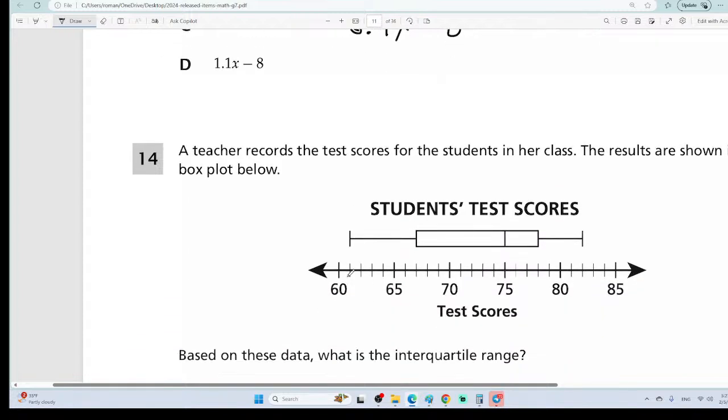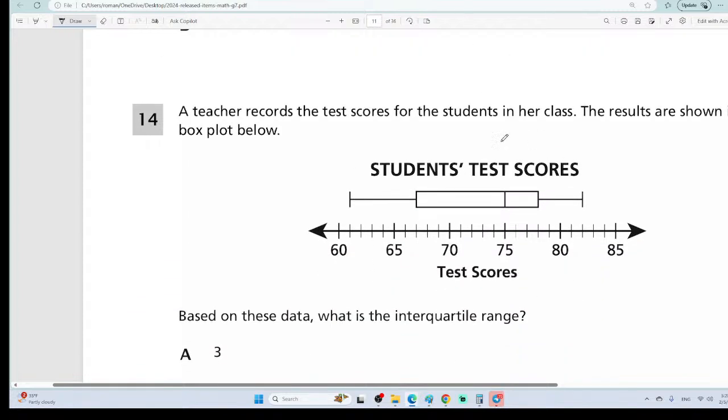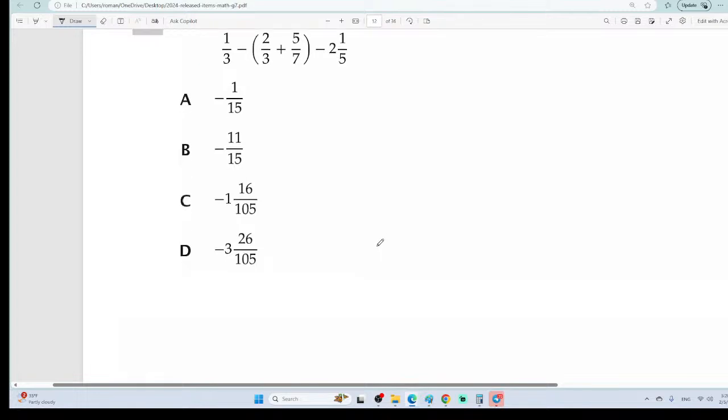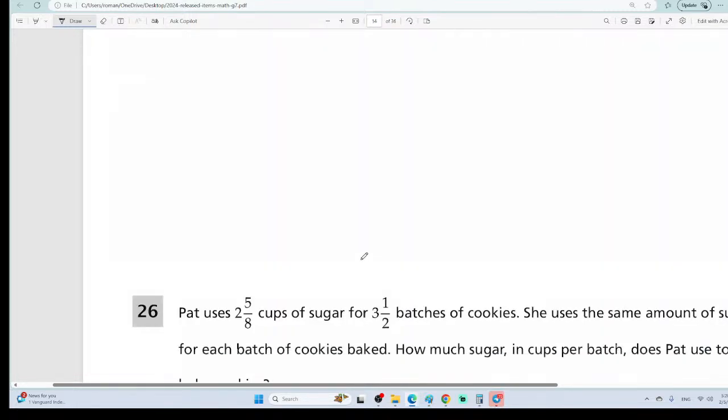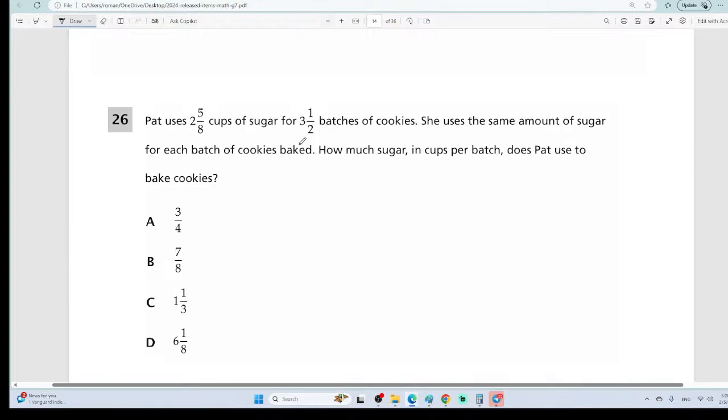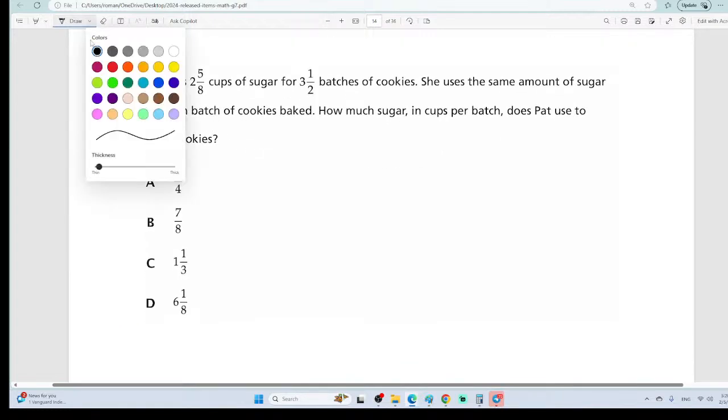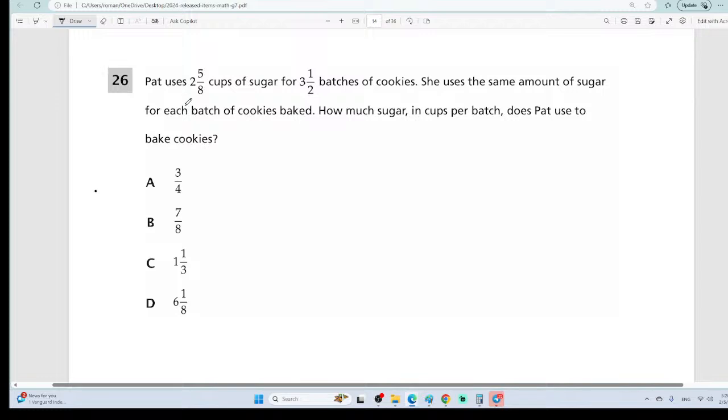All right, next question. I think you got this right. So we're moving on. The next one is from page 14. Page 14 was this question. All right, so let's go. Pat uses 2 and 5/8 cups of sugar for 3.5 batches of cookies. She uses the same amount of sugar for each batch of cookies baked. How much sugar in cups per batch does Pat use to bake cookies?